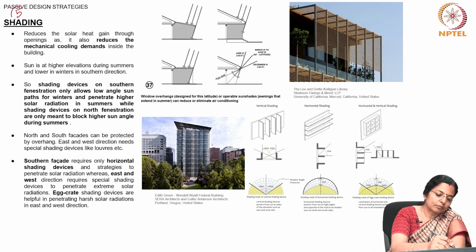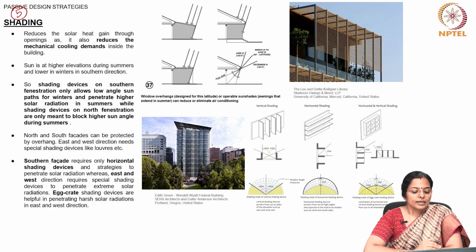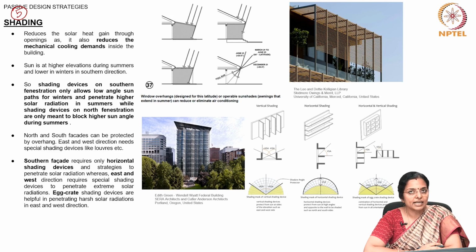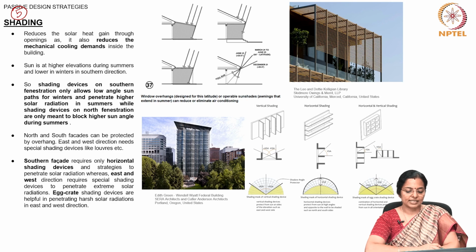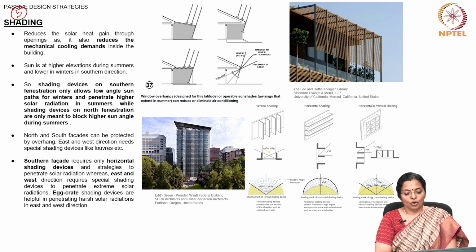Fifth is shading. Shading reduces the solar heat gain through openings, as it also reduces the mechanical cooling demands inside the building. The sun is at higher elevations during summer and lower in winters in the southern direction. So, shading devices on southern fenestration only allow low angle sun paths for winters and block higher solar radiation in summers, while shading devices on north fenestration are only meant to block higher sun angle during summers.